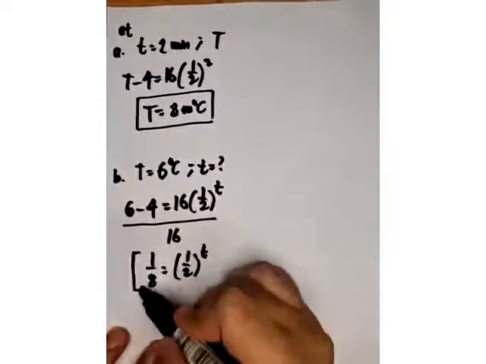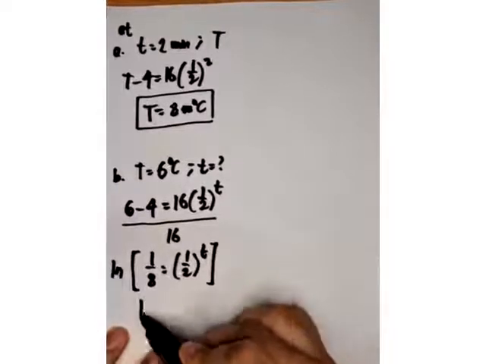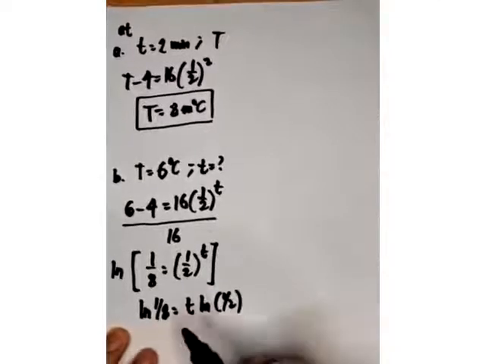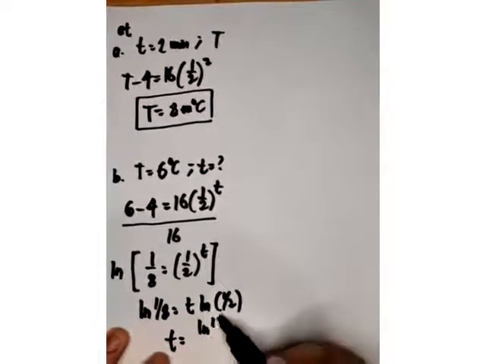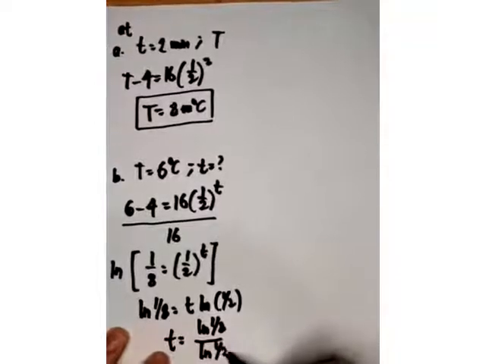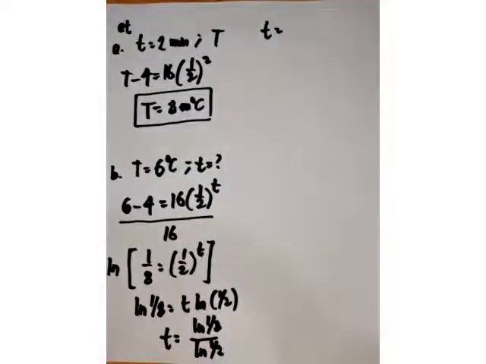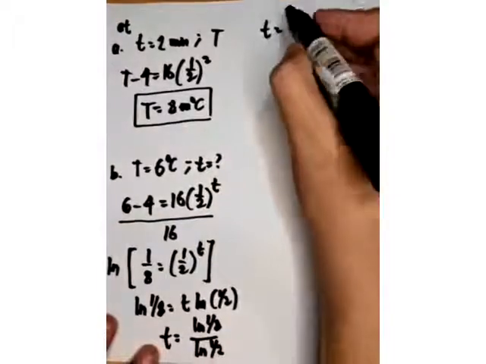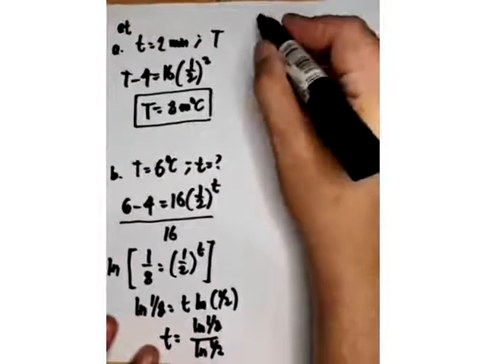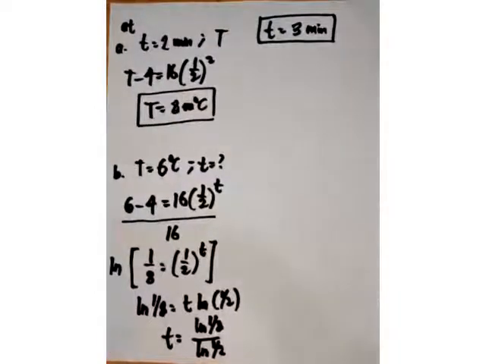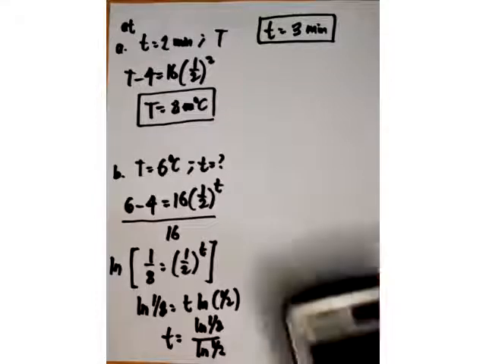And then let's apply ln on both sides. So ln of 1/8 is equal to t times ln of 1/2. Then cross multiply. So t is ln of 1/8 over ln of 1/2. So what's the time? Am I right? 3 minutes. Is my computation correct? Okay, let me shift solve it.